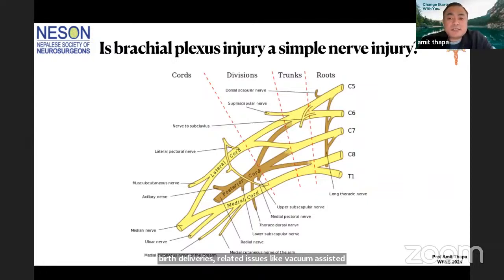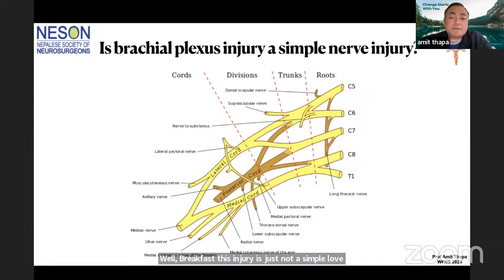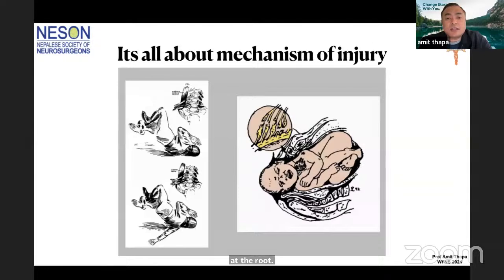Well, brachial plexus injury is not just a simple nerve injury, because there are a lot of intricacies in how the nerve travels from its origin at the root, then comes out of the axilla, and then goes up to the limbs. Hence, it's all about the mechanism of injury which has brought this particular problem to the patient.